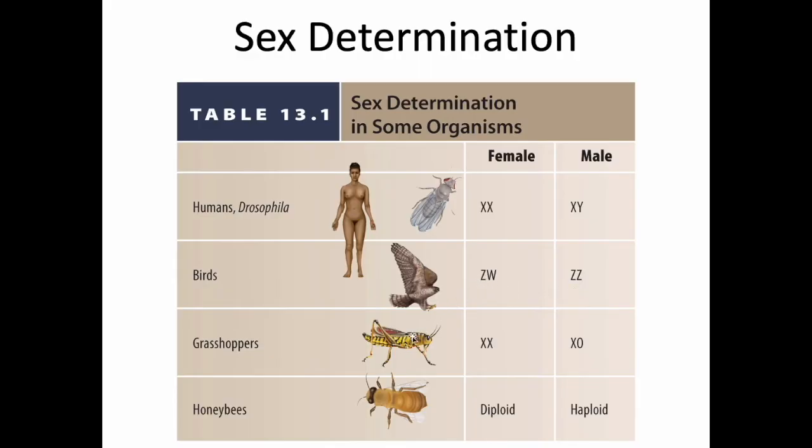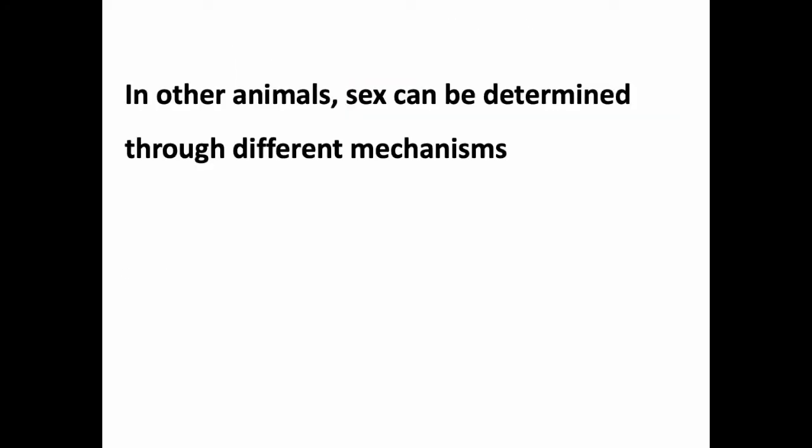When we get to invertebrates, it gets even wackier, with just differing numbers of chromosomes, and things like grasshoppers and honeybees are really weird. The males are just straight up haploid. There's no dedicated sex chromosomes, just every single chromosome the males only have 1 of, and the females are diploid and have 2 of. So don't memorize this table, but it is interesting to look at. My point here, in other animals, other than mammals, other than humans, sex can be determined through different mechanisms.